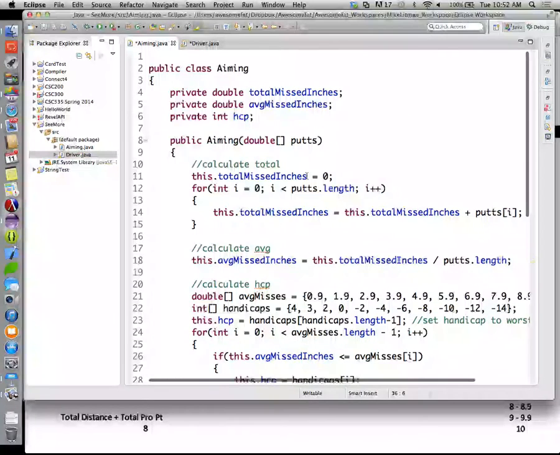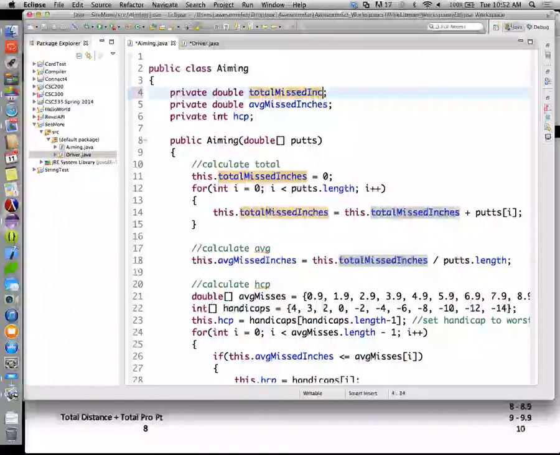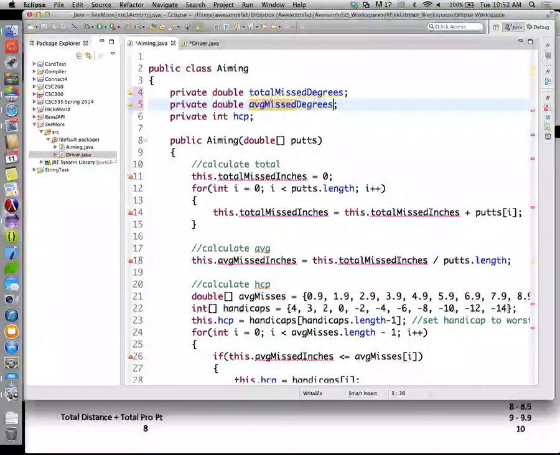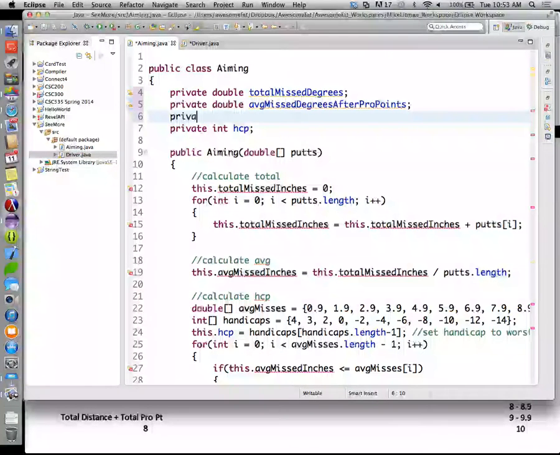Okay, so let's rename some stuff here. This is total missed degrees. This is average missed degrees after pro points. I really feel like it's very necessary for us to name these very explicitly at this point. Okay, average missed degrees after pro points. Private int total pro points.